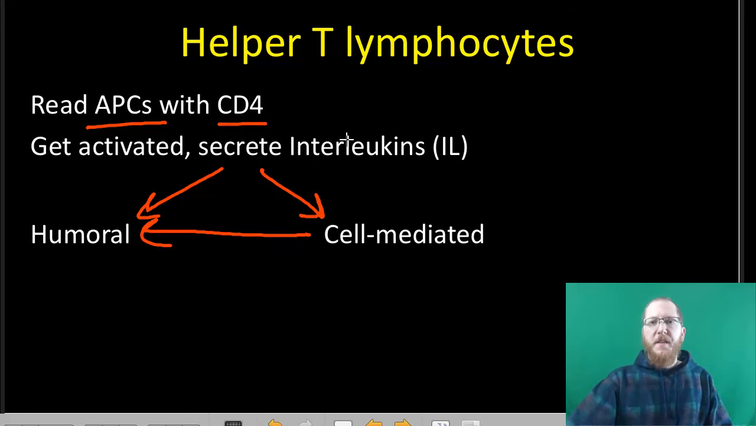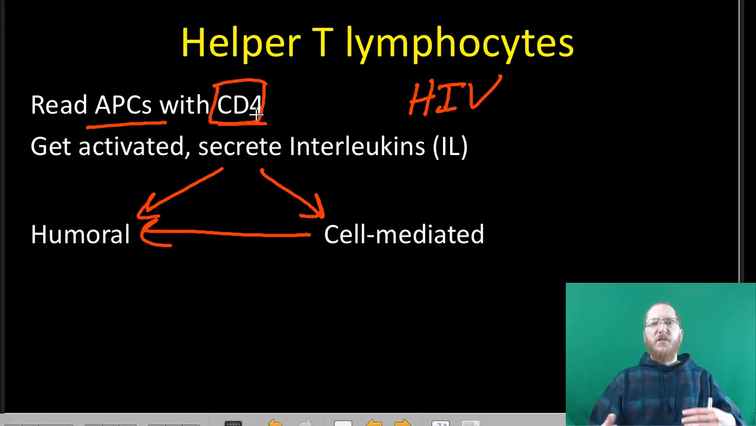This is also the one that the HIV virus targets: the CD4 protein. The cells that have those get destroyed, which makes much of our immune system fall apart, because this is the guy that typically activates everything.